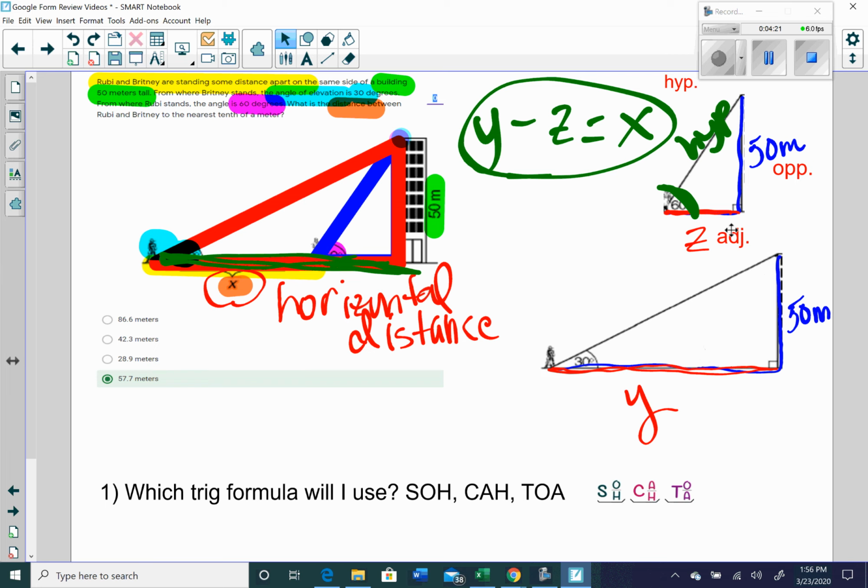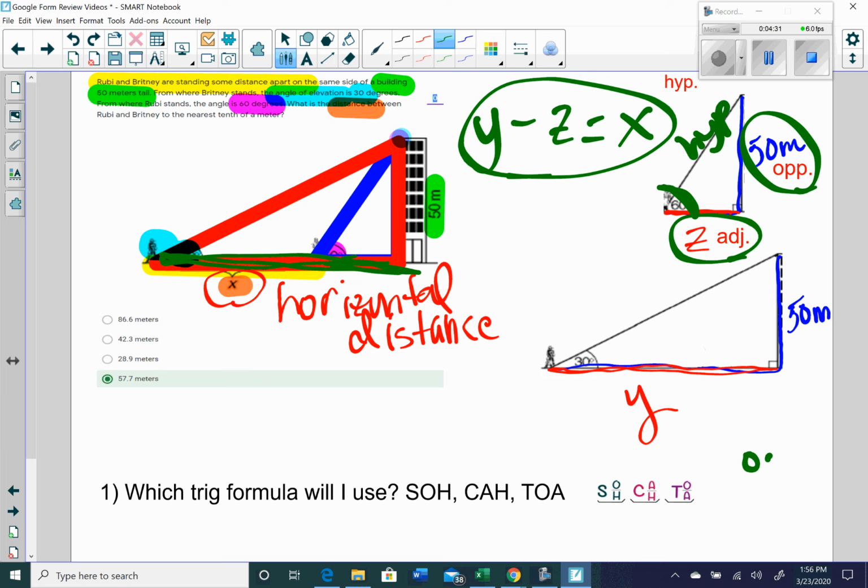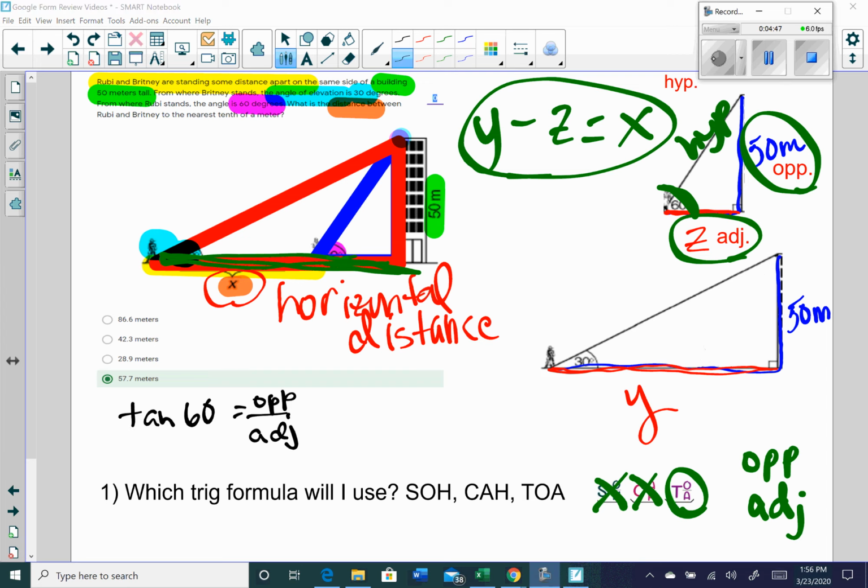Okay, so it looks like I have my opposite, and my adjacent's the one I want to solve for. So I'm looking for something dealing with opposite and adjacent in it, which eliminates anything with a hypotenuse in it. So I'm going to be using my TOA, my tan of that input angle. So one of my formulas will be tan of that input angle equals opposite over adjacent. And now let's analyze our other triangle that we have. So let's go to the triangle for where Brittany is standing.